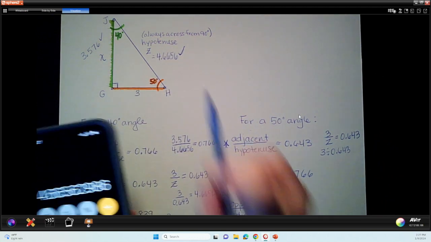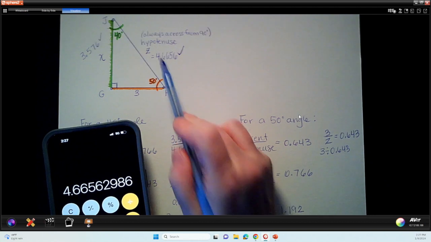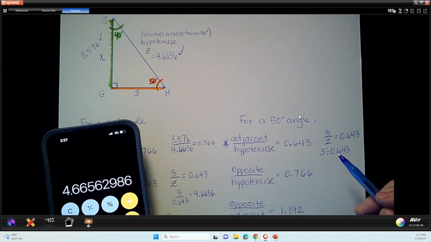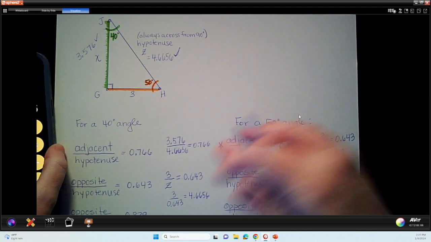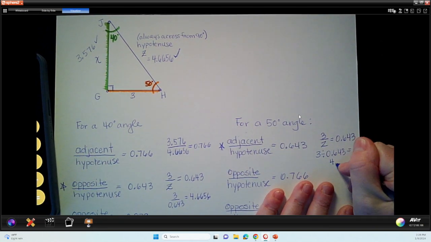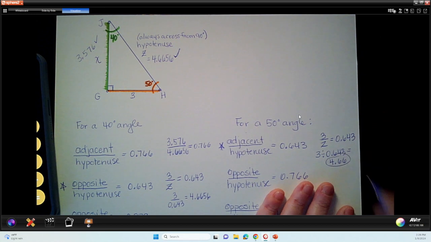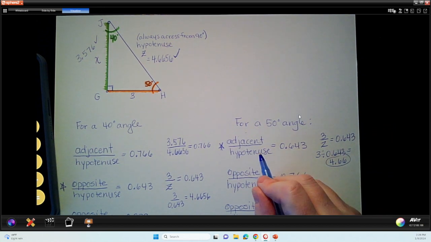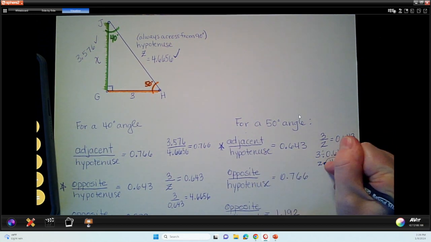4.66. Oh gosh, look, that's exactly what I got. So now I know my hypotenuse is correct. I did it twice. I used the different angle and I still got 4.66. And I'm just going to call it 4.66 at this point. Okay? So now I know that's my hypotenuse. That's my z.